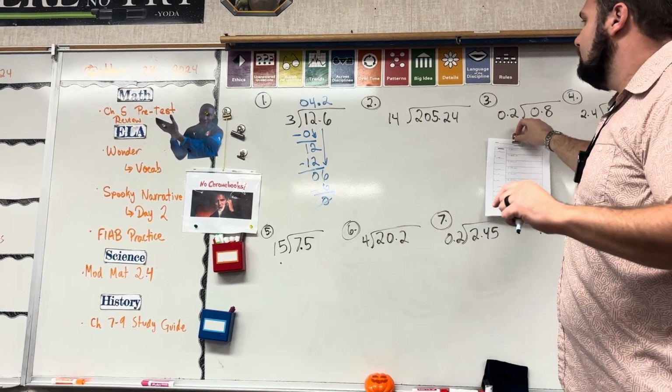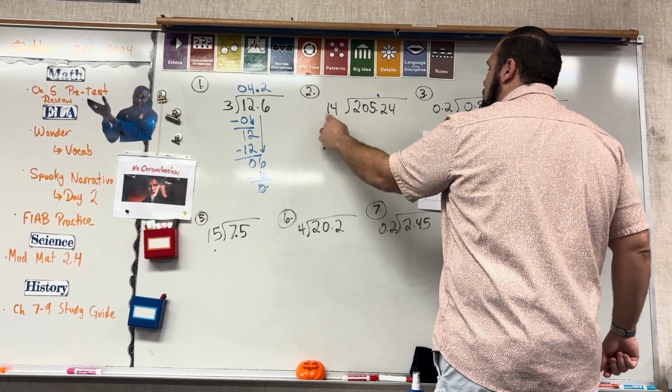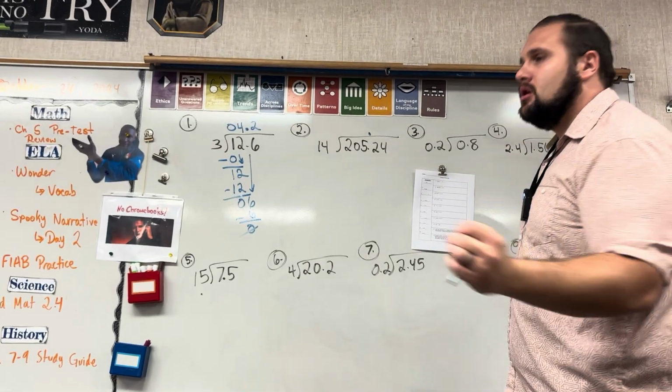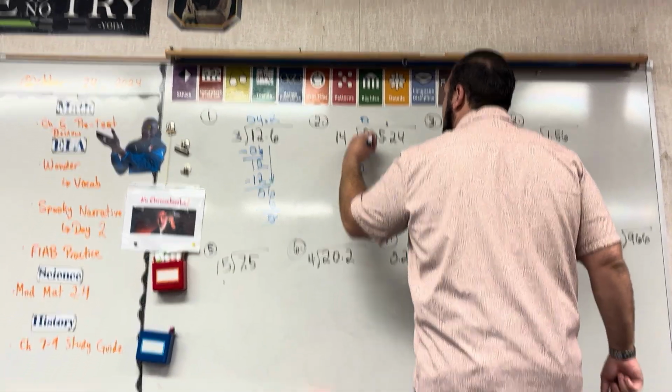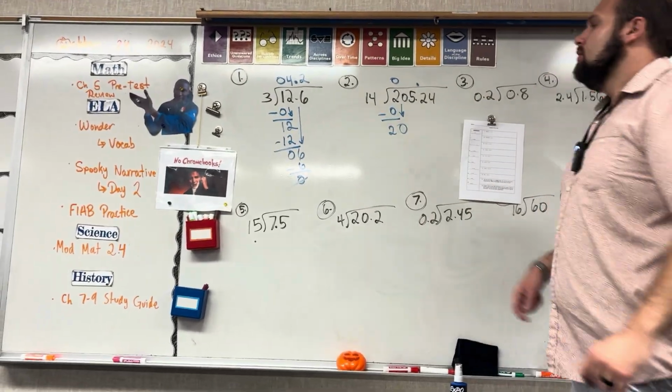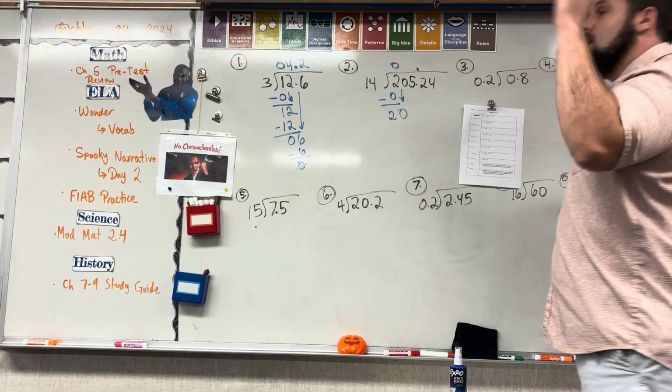Okay, let's get to number 2. We have a decimal here, so we got to put it directly on top. This is a whole number, so we're good. Let's divide normally. 14 goes into 2 0 times, so we bundle it with the 0, okay? 14 times 0 is 0. When you subtract, you bring down the 0. And 14 goes into 20 1 time.